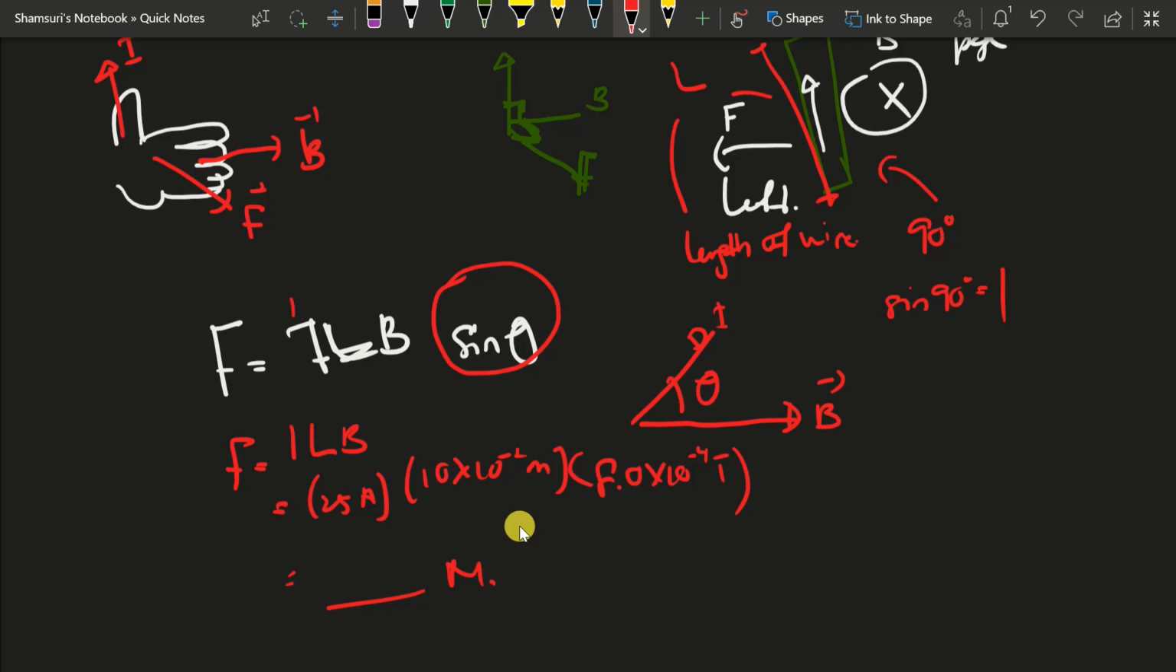So if B and I are parallel, something like this, in parallel, then sine theta becomes sine 0. So it becomes 0. Then the force becomes 0.